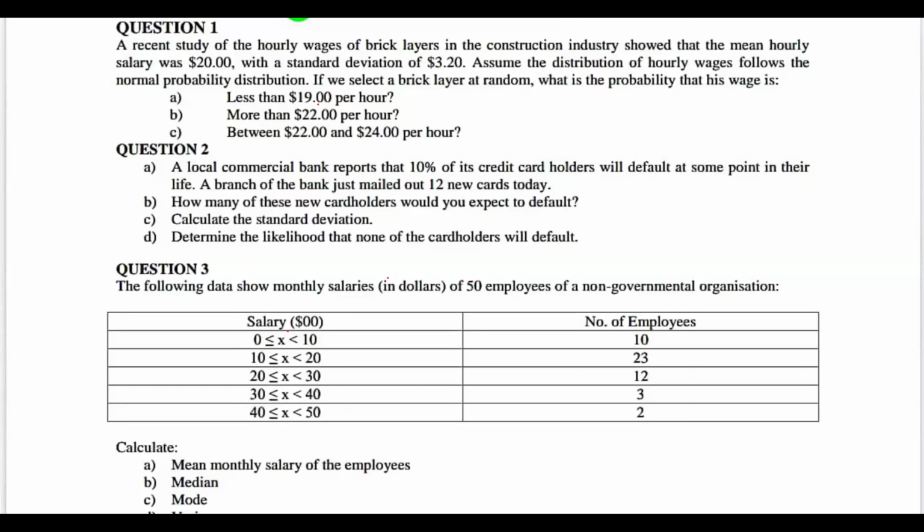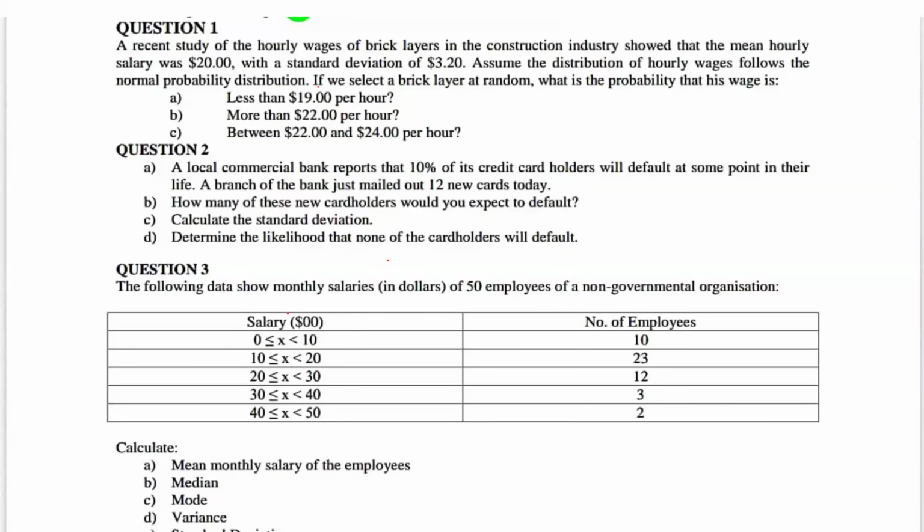This one is above the Z, which is between 0 and 1. So we will need to subtract this 19 minus the 20 over 3.2. Okay, thank you very much.